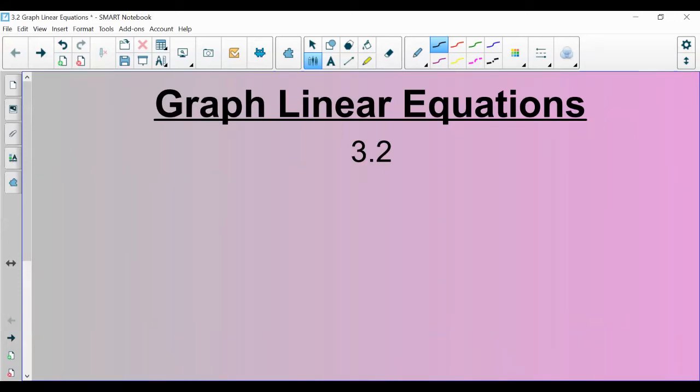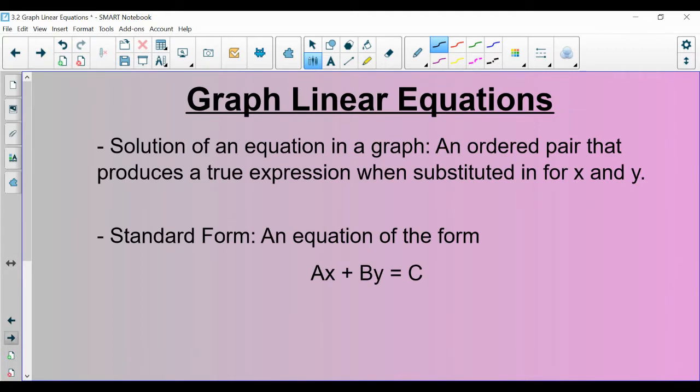Hello, algebra students. This is an introduction to graphing linear equations. This is section 3.2 in our textbook. Let's begin. All right, so a little backstory to what we are doing.